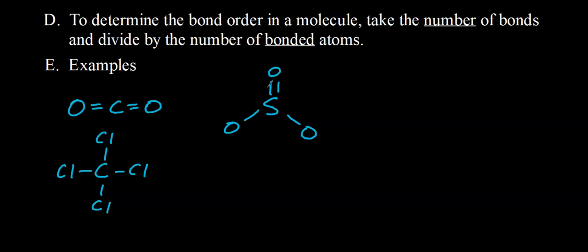Now that seems kind of weird, a bond order of 1.33. Well, think about what we discussed earlier about those delocalized electrons. In reality, the electrons that make up the pi bond in this molecule spend 1/3 of their time between sulfur and this oxygen, 1/3 of their time between sulfur and this oxygen, and 1/3 of the time between sulfur and this oxygen. Thus, we get a bond order of 1.33.